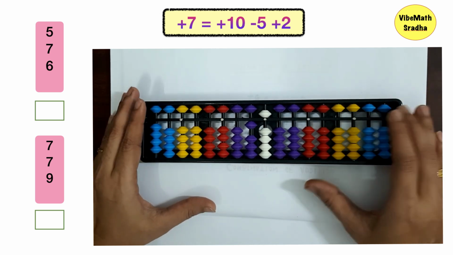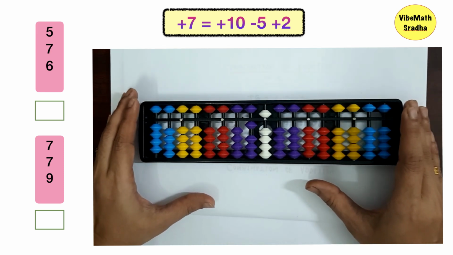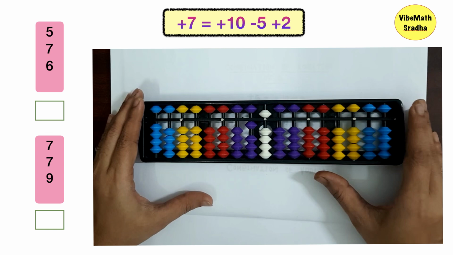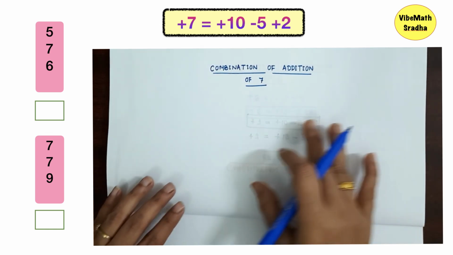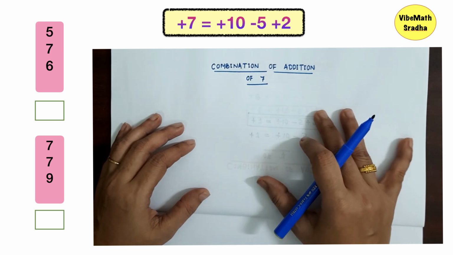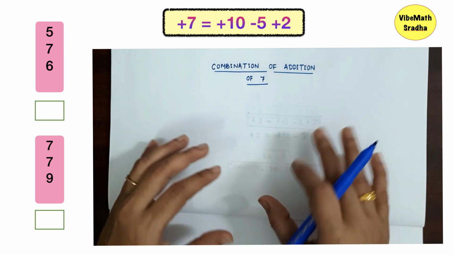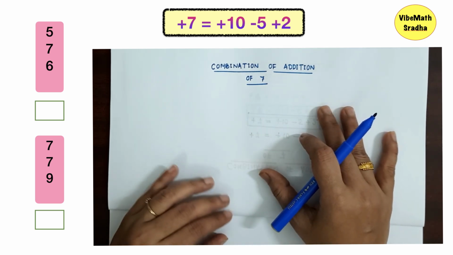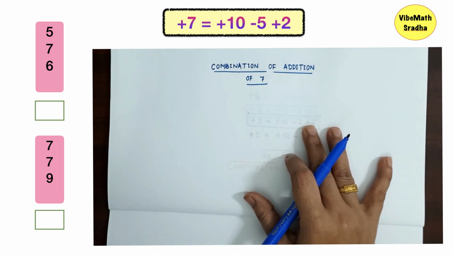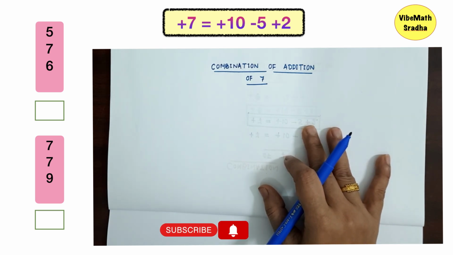So in today's video, I will explain in detail how and when we can use the combination of addition of 7. Let me first tell you what you mean by combination. Combination is neither big friend nor small friend. It is a combination of big friend and small friend, right? I have explained in detail in my previous video on the concept of combination. The video link is in my description box.